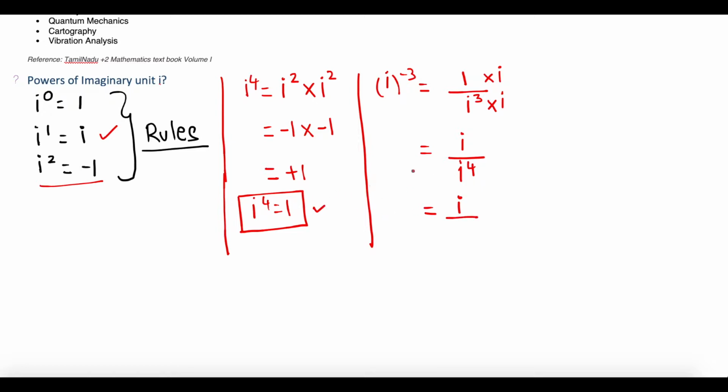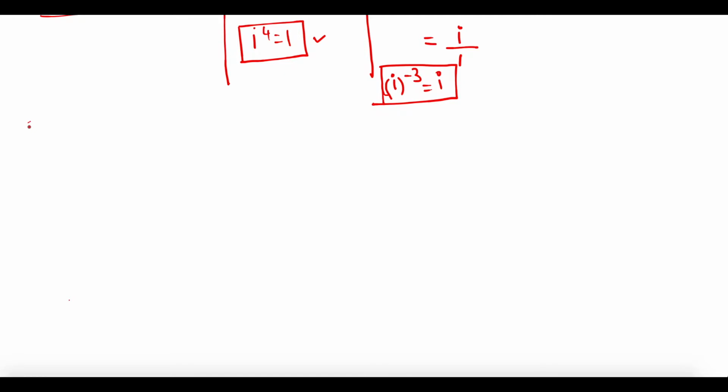If we do not know the value of i power 4 instantly, we can use the same method that we did: i square times i square, minus 1 into minus 1, it is plus 1, and you know that it is 1. So i power minus 3 is equal to i. So given any circumstances, you can compute the value of the imaginary unit by yourself. Now let us work out another complex example, to get more confidence on the imaginary power units.